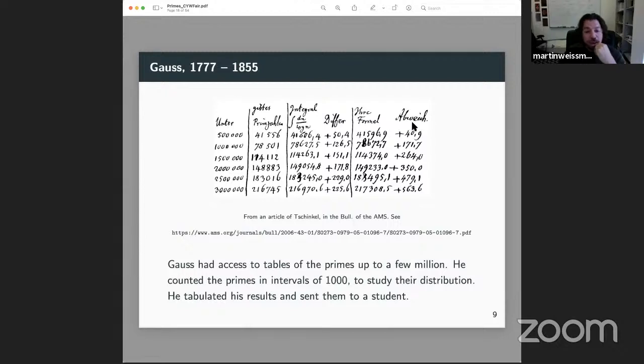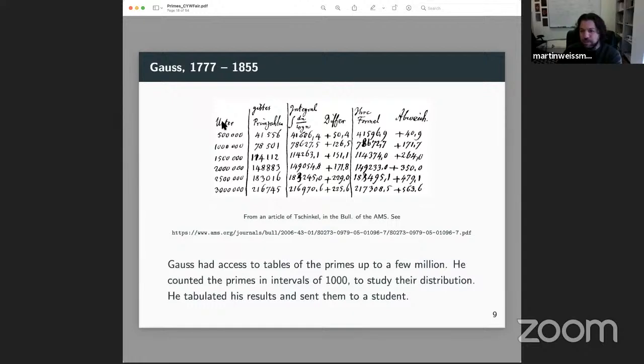Cool. Thank you. So Gauss had these tables, and as a hobby, he'd count how many primes were in intervals. Like how many primes were there up to 1,000? How many primes were there between 1,000 and 2,000? Between 2,000 and 3,000. So every night, according to a diary that he wrote, he'd just count the number of primes in a new interval. And he made these tables.